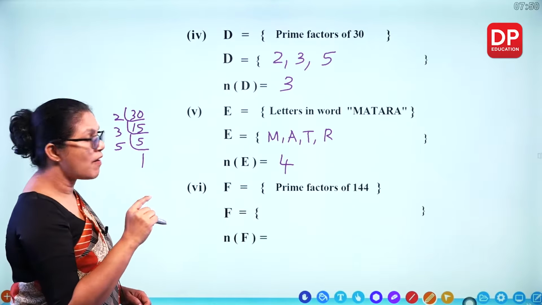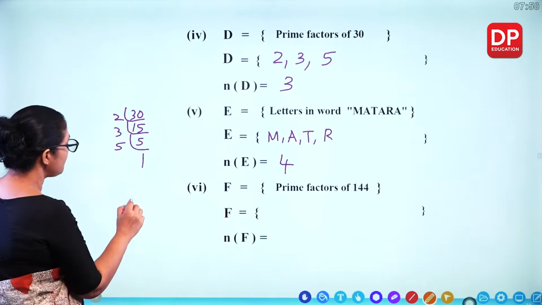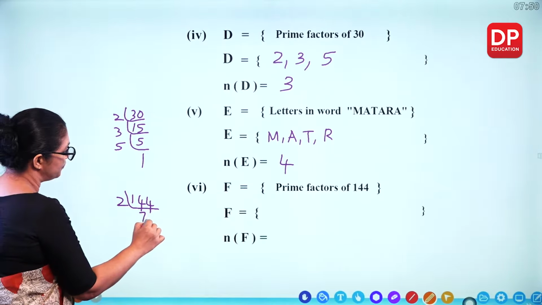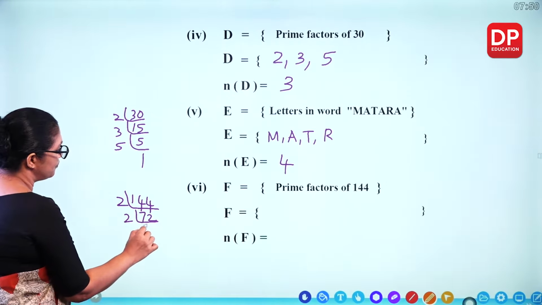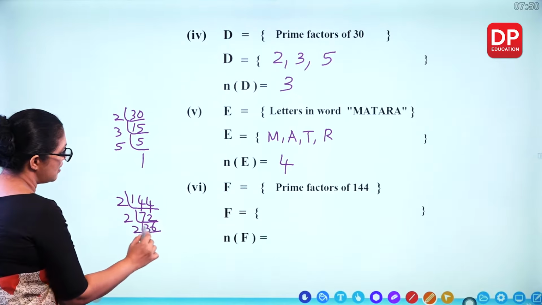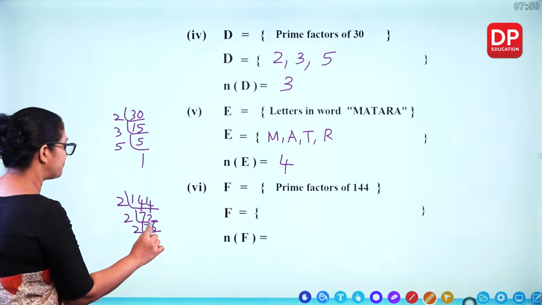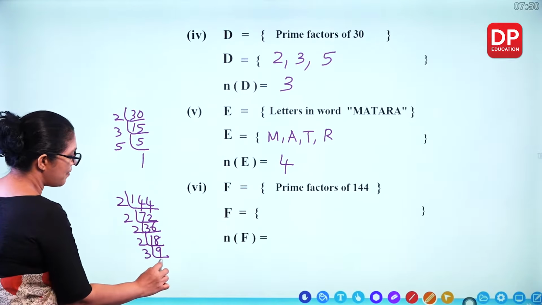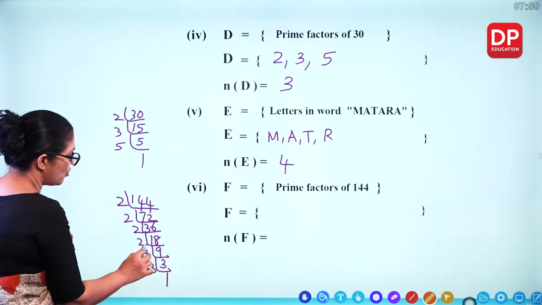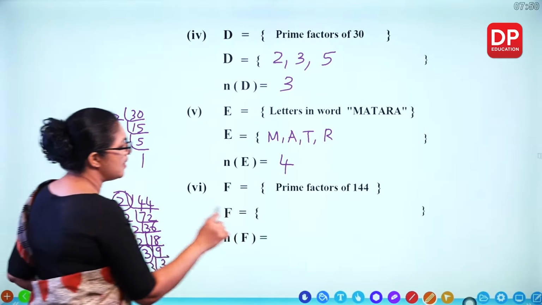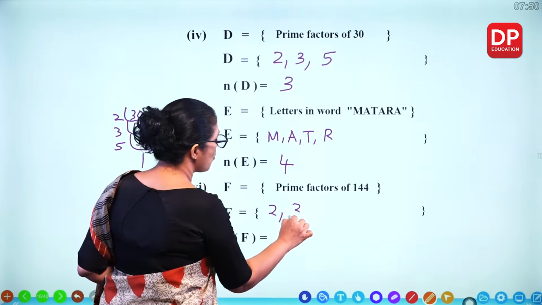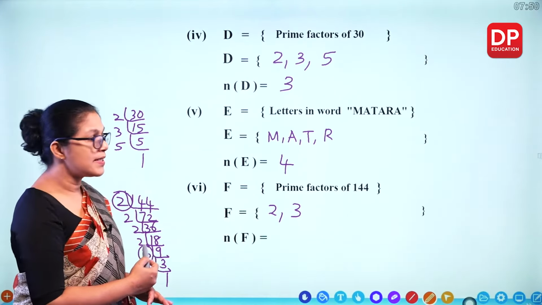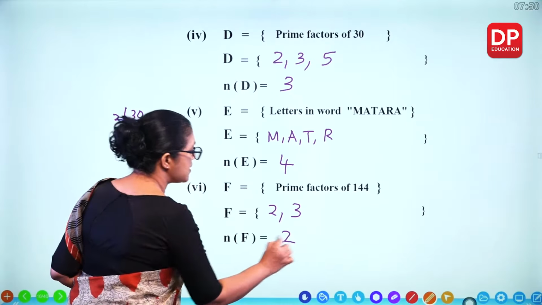Prime factors of 144. 144 you can divide by 2. So prime factor is 2. Now you can divide by 3. So 2 and 3 are the prime factors of 144. So how many elements? 2 elements are there.